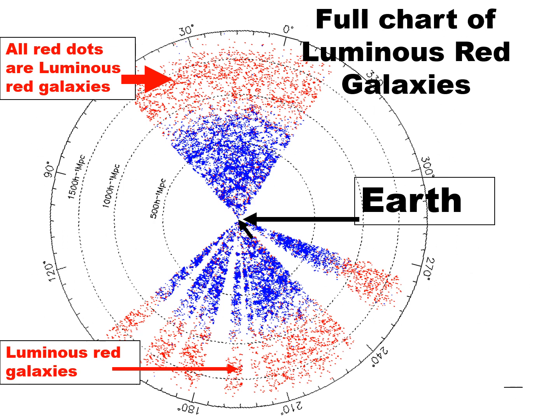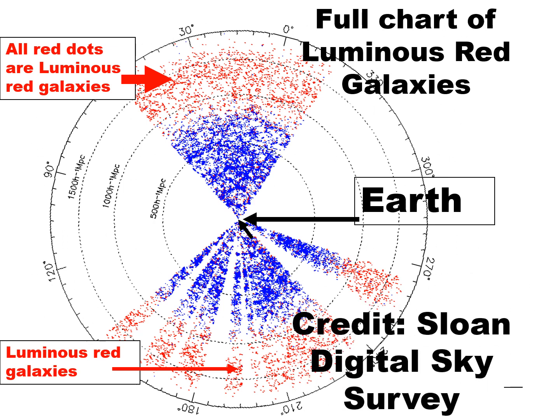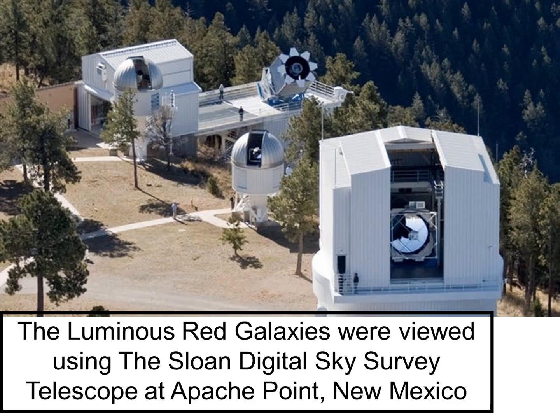This Sloan Digital Sky Survey of luminous red galaxies clearly positions Earth as part of the Milky Way galaxy in the center of these red galaxies. And they were photographed by the very sophisticated Sloan Digital Sky Survey telescope at Apache Point, New Mexico, eliminating optical illusions.